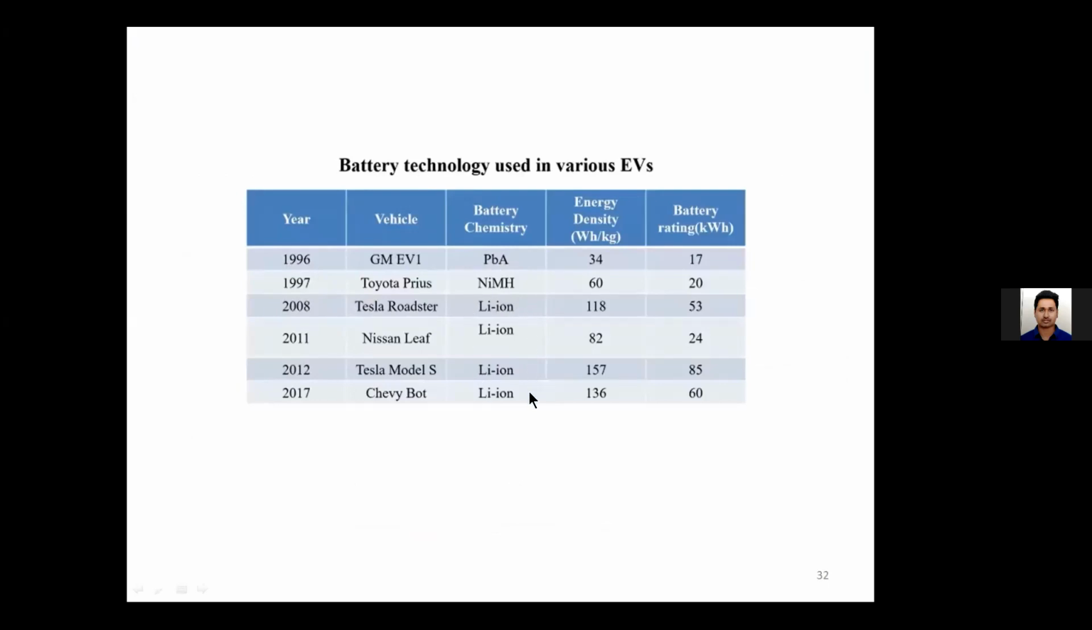Again, we can see the energy density and power density. In terms of energy density, there is also a significant increase over a period of time. And the battery rating also. Different battery ratings previously were lower, and here almost around 85 or 60, even more is possible now.